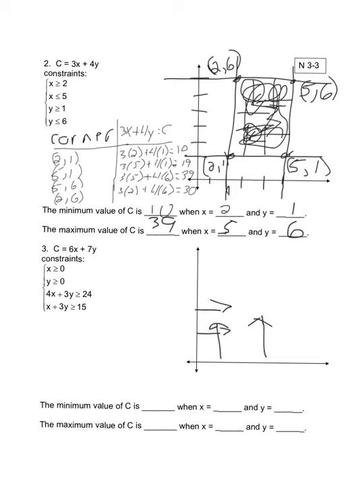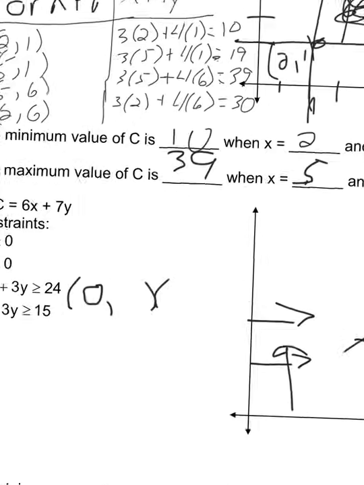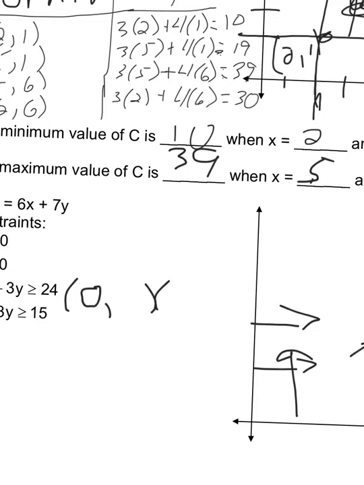And then I have to find my zeros, or find my x, y intercept. So I'm going to plug in for the first one. I'm going to plug in 0 for x and get y. Then I'll plug in 0 for y and get my x value.